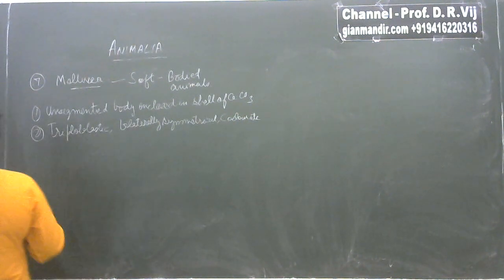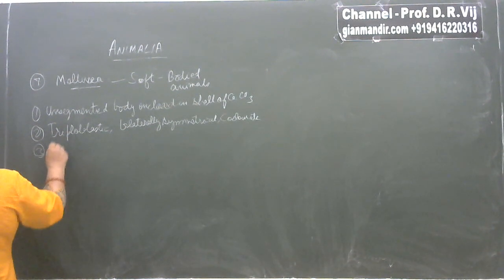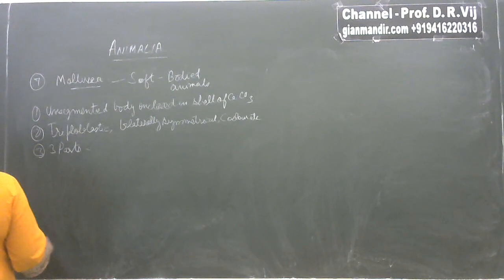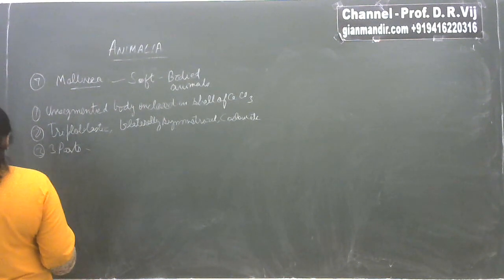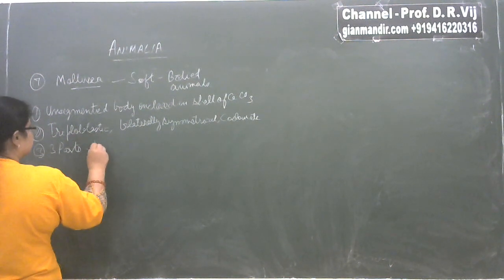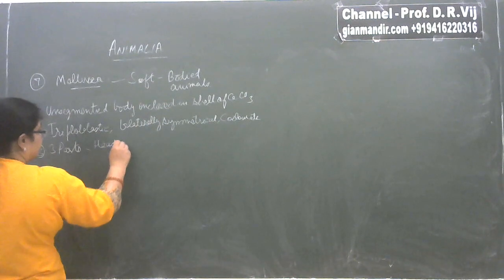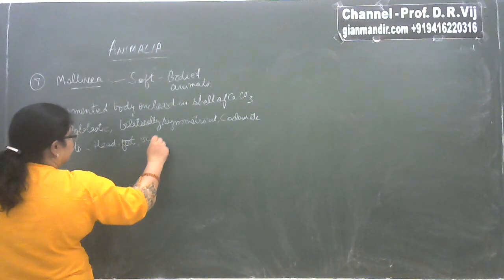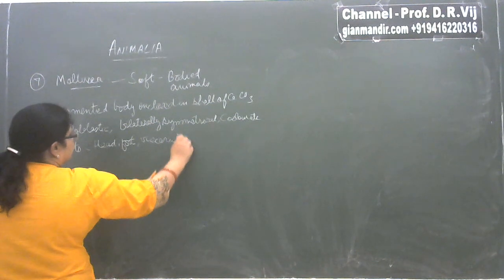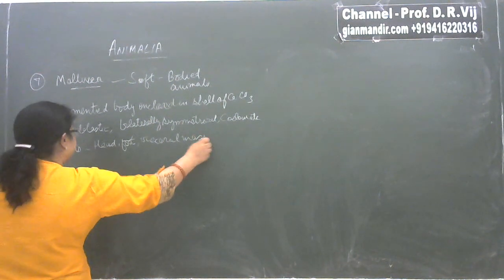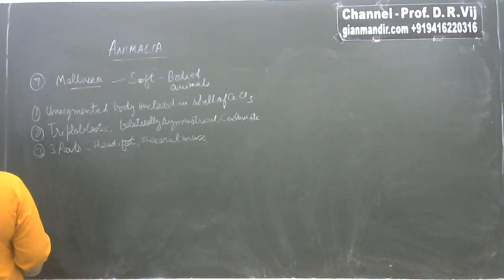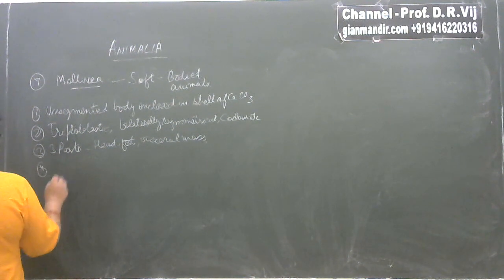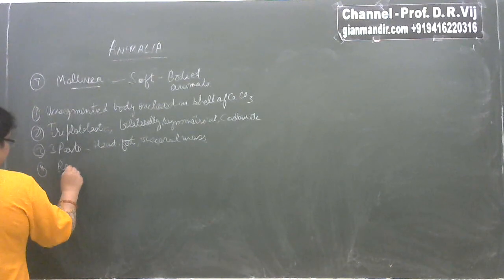And body is divided into three parts. And these three parts are head, foot and visceral mass. Head, they have a single foot and a visceral mass that helps in getting rid of waste material. And respiration is either by gills or lungs.